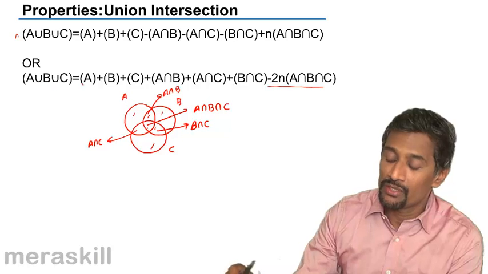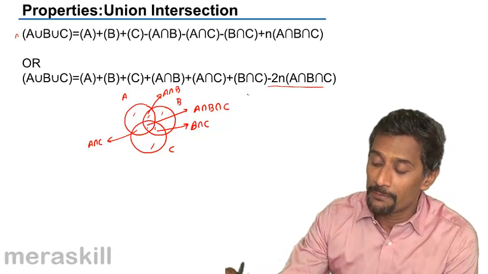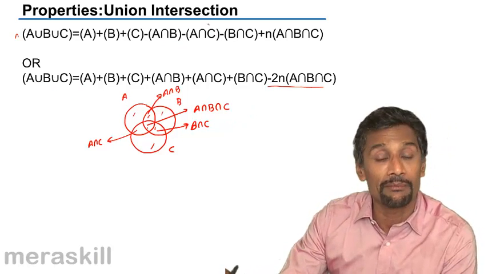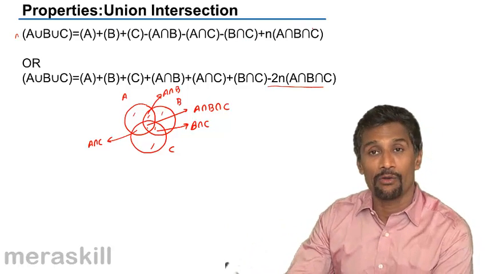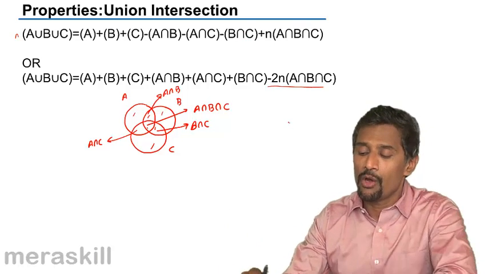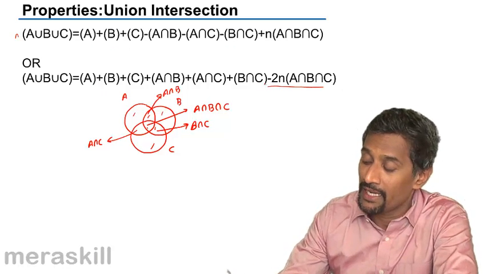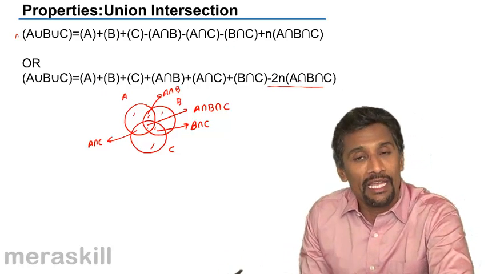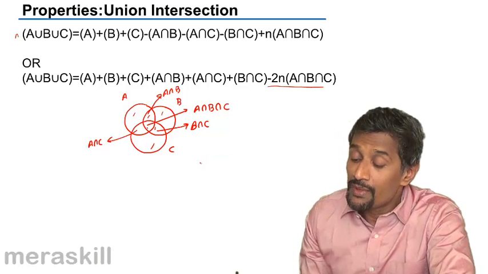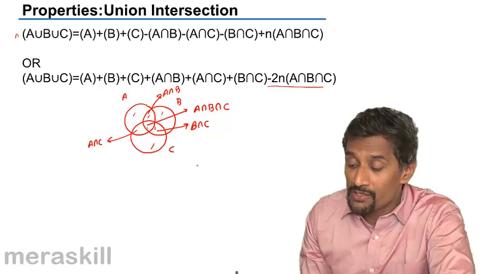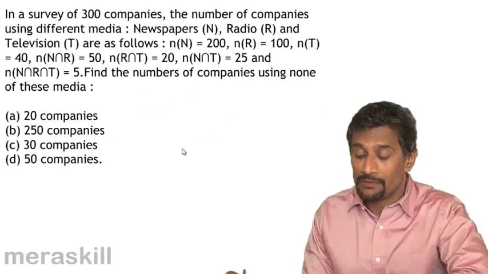Hence A union B union C is A plus B plus C minus A intersection B minus A intersection C minus B intersection C plus n of A intersection B intersection C, or add up all these ones and subtract 2 times A intersection B intersection C. So thus we have these important properties of union and intersection.